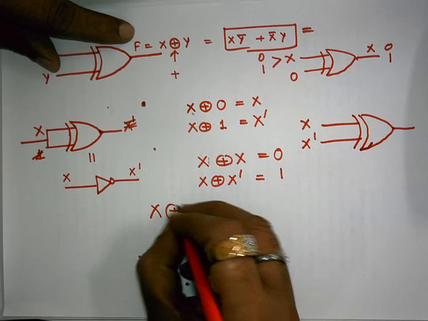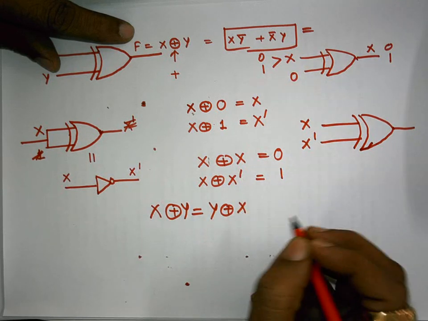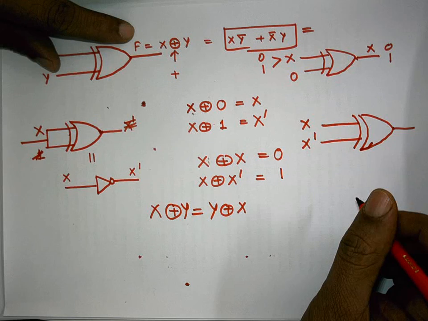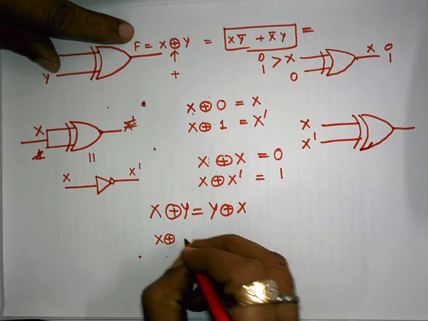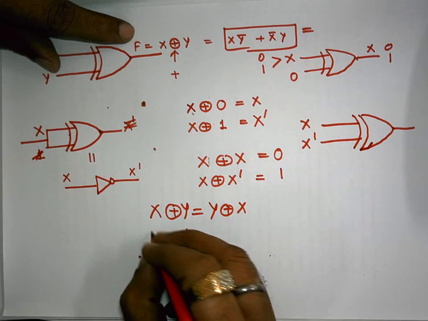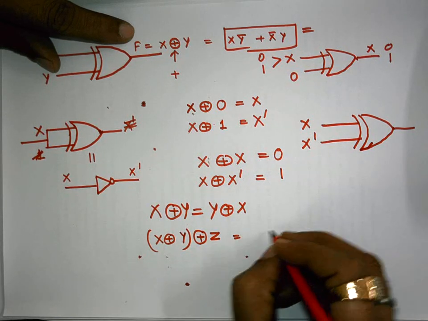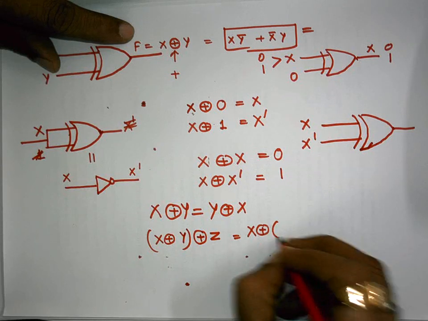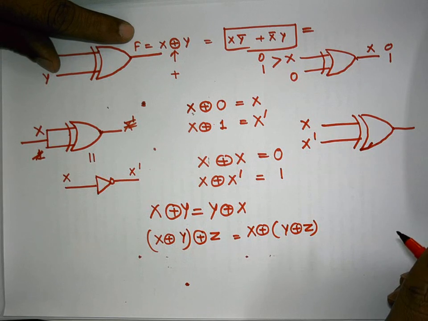X exclusive ORed with Y is equivalent to Y exclusive ORed with X. This means this operation follows the law of commutation. X exclusive ORed with Y and then their result exclusive ORed with Z is equivalent to X exclusive ORed with the result of the exclusive OR of Y and Z. The result is the same. This means it also follows the law of association. Okay. This you can prove by expanding the terms.